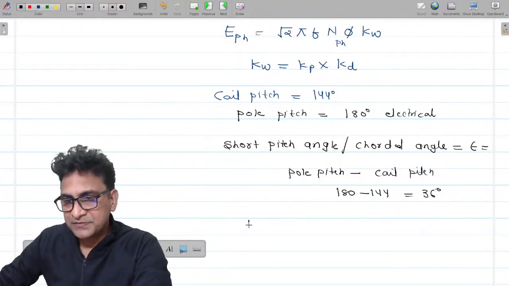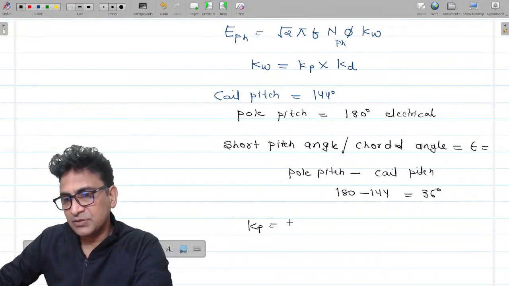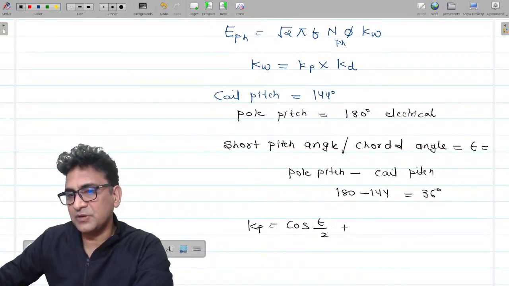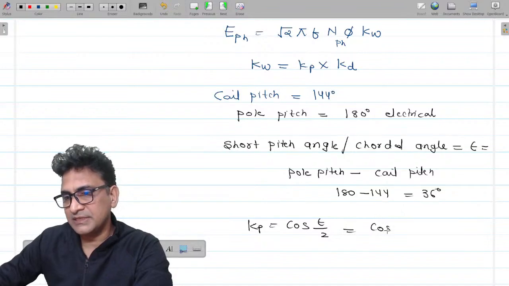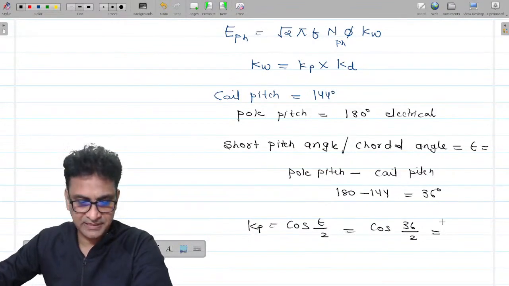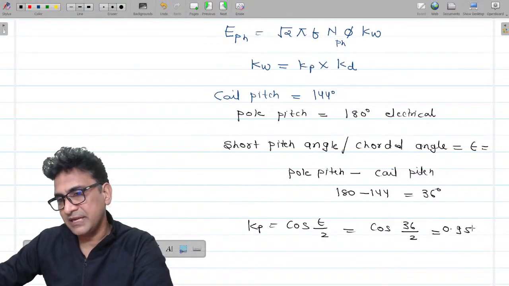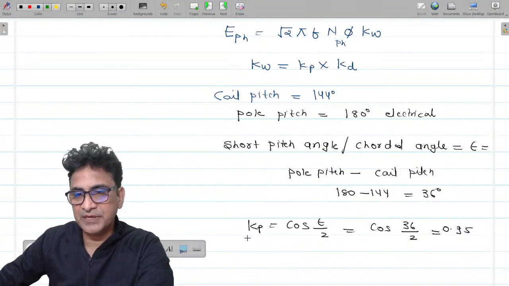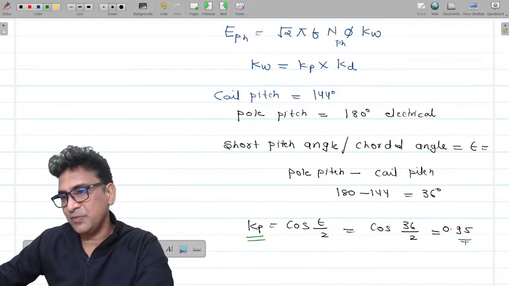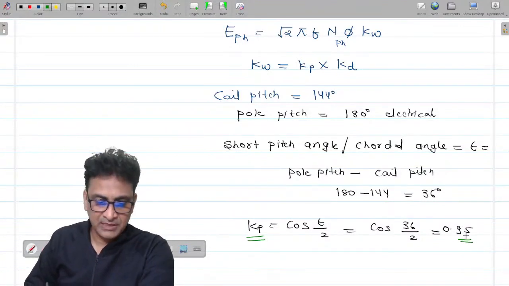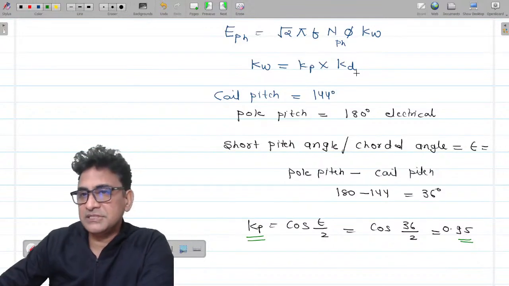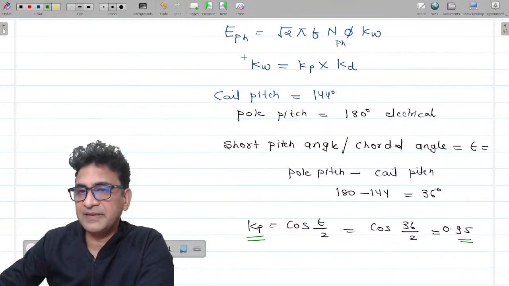So what is the pitch factor? The pitch factor is cos epsilon by 2, where epsilon means the short pitch angle. So cos 36 by 2, that means cos 18 degree is the pitch factor. If I calculate, I will get the value 0.95. So the pitch factor is equal to 0.95.